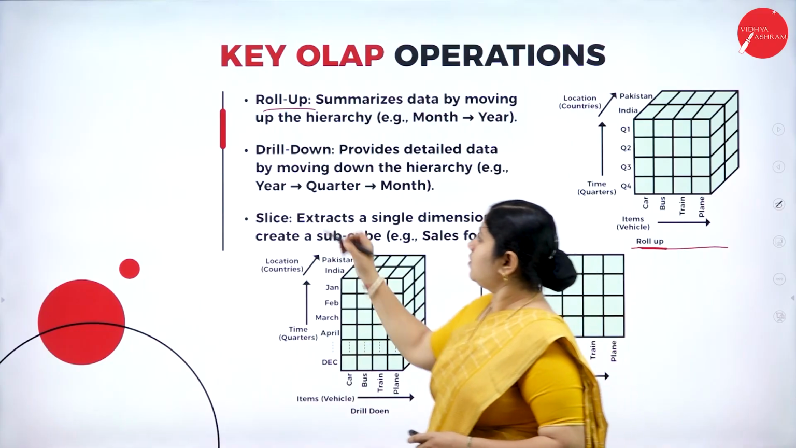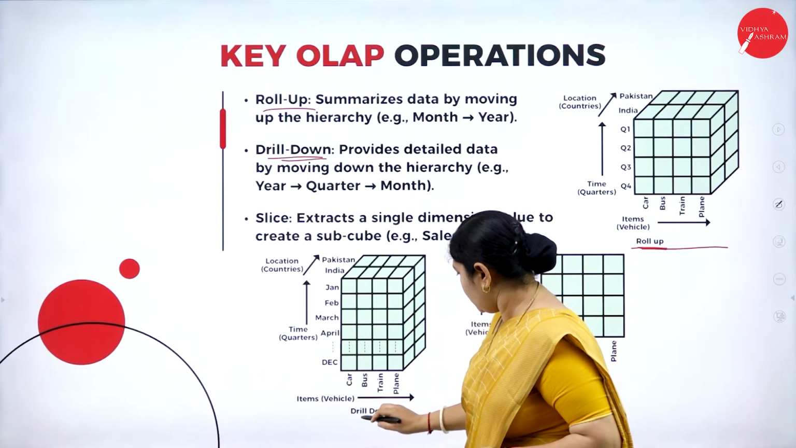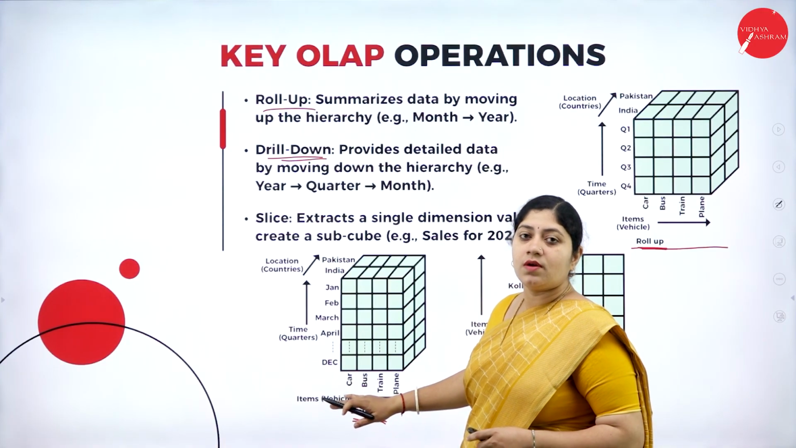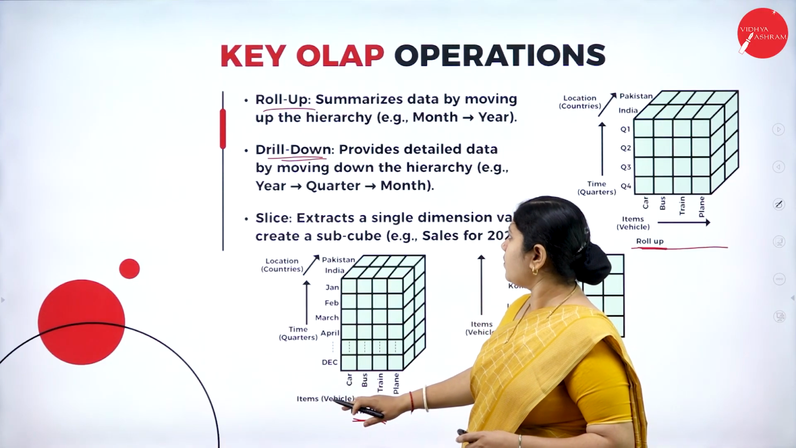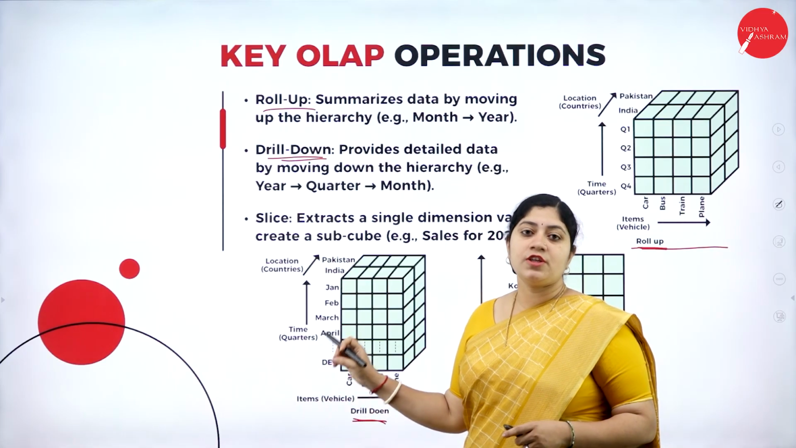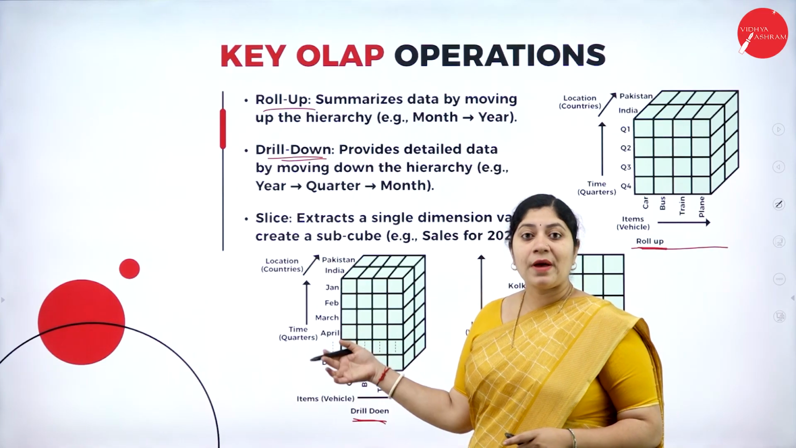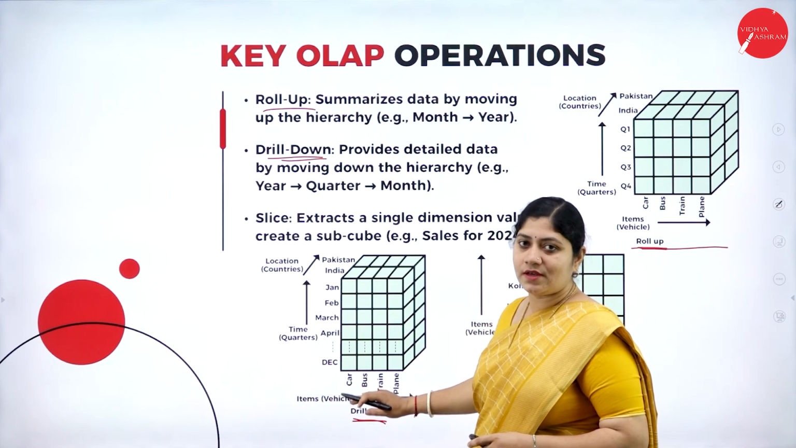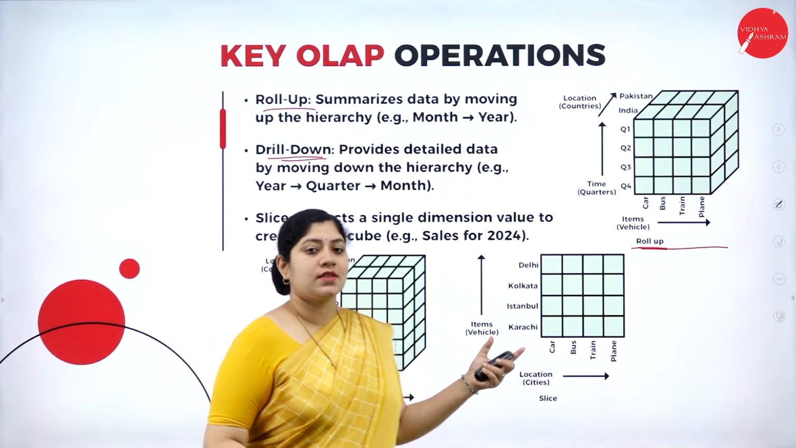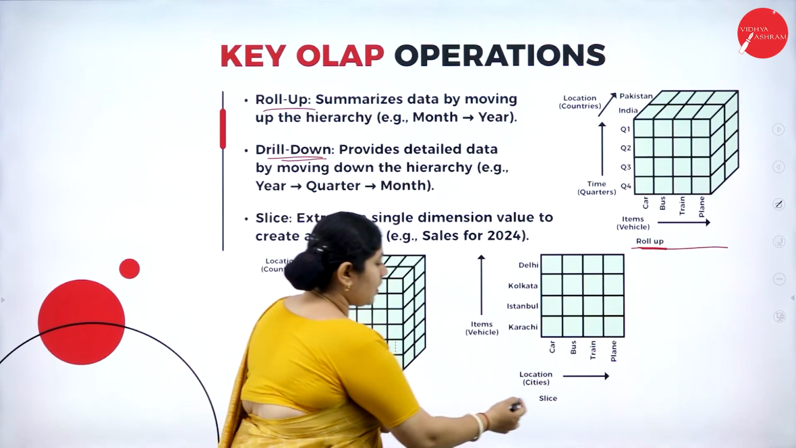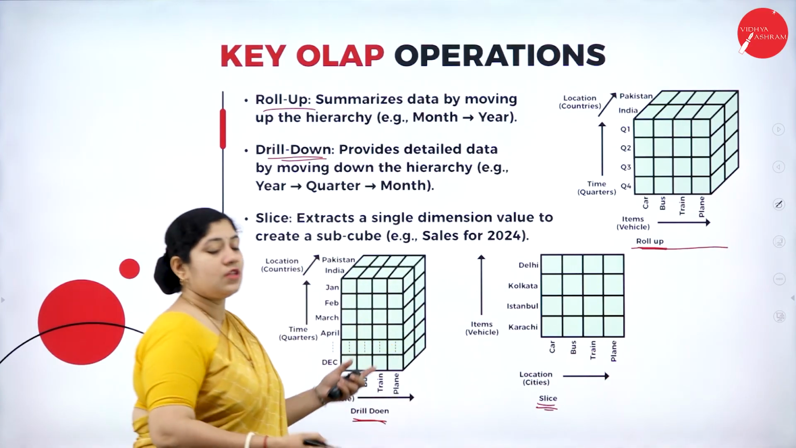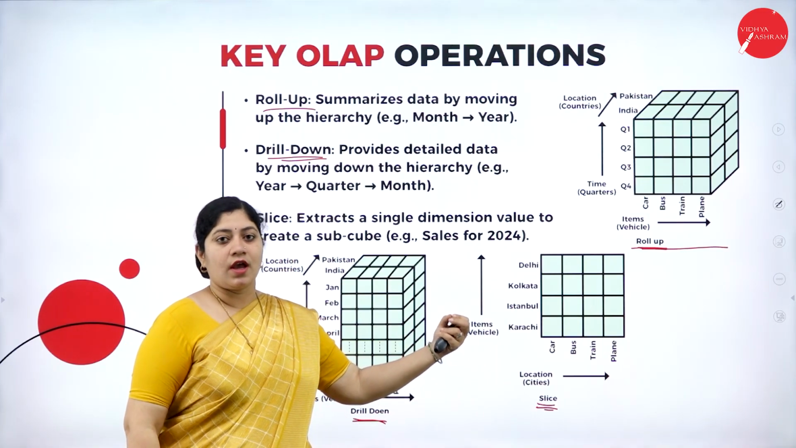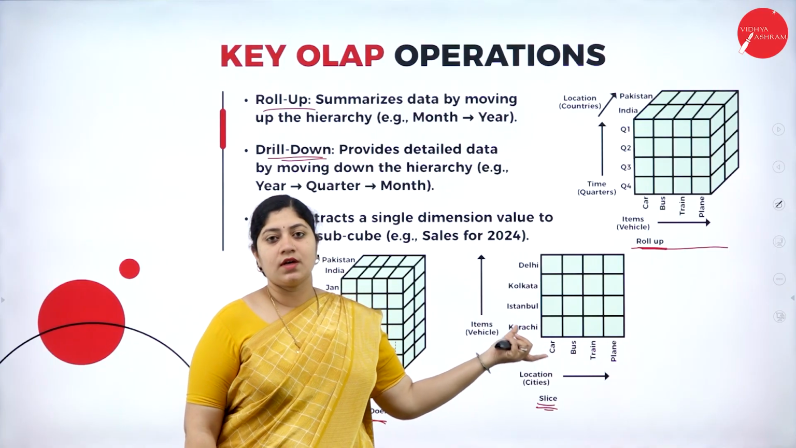The next type is drill down. Here we can see this is a drill down operation, and what happens is it provides complete information or detailed data by moving down the hierarchy. Thus it is called drill down. The next type is slice. This is a slice format where, as the name itself says, each block is extracted and taken forward to make a decision.